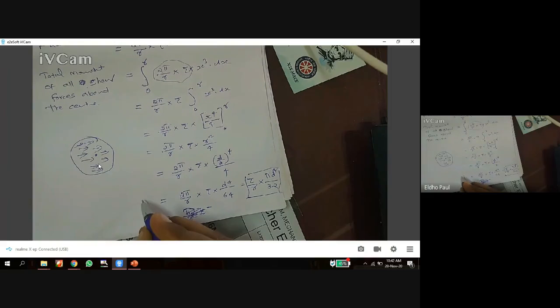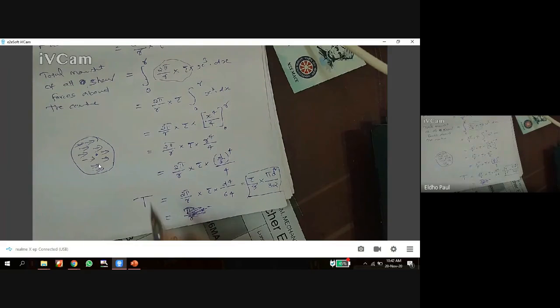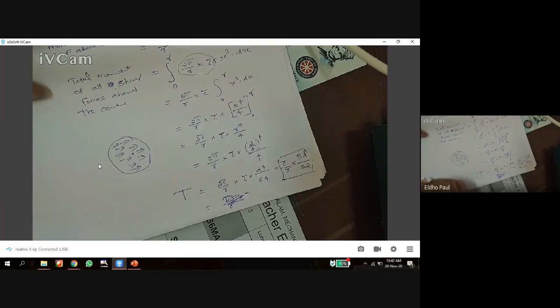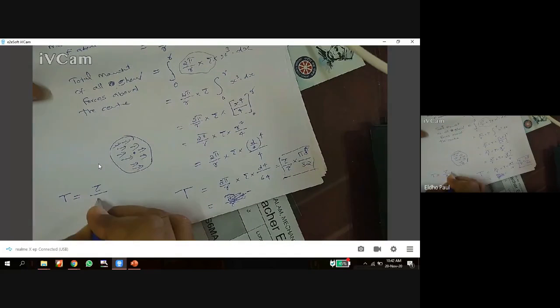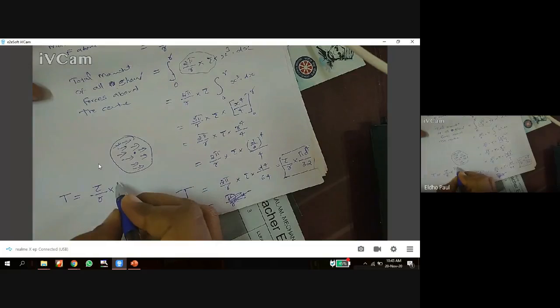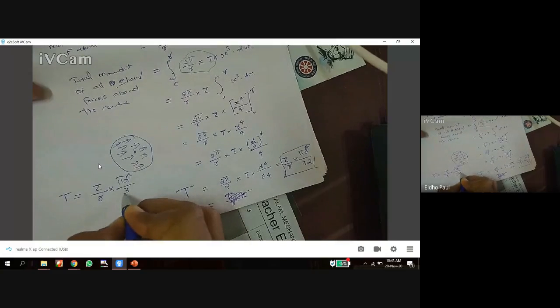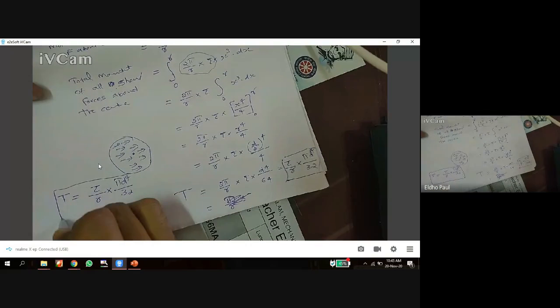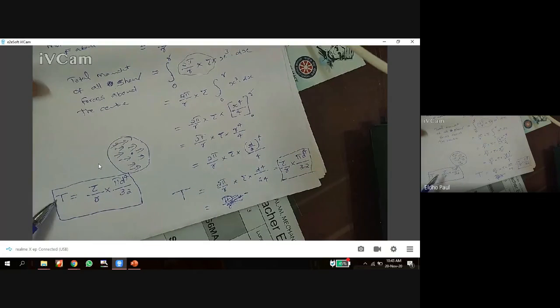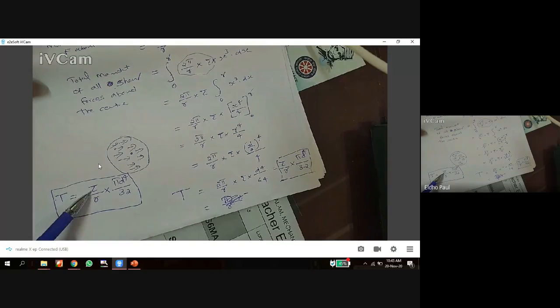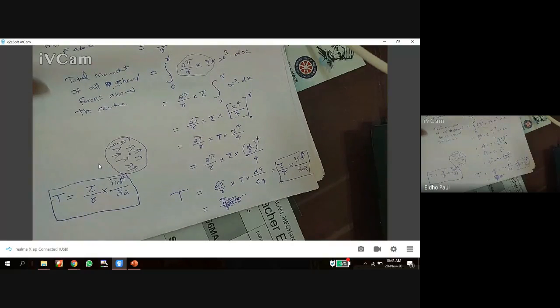Okay, so we can write this is equal to T. So we can write the torque T is equal to tau by R into pi d raised to 4 by 32. We got a relationship between tau and T.